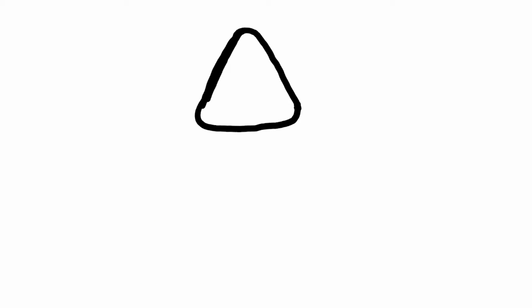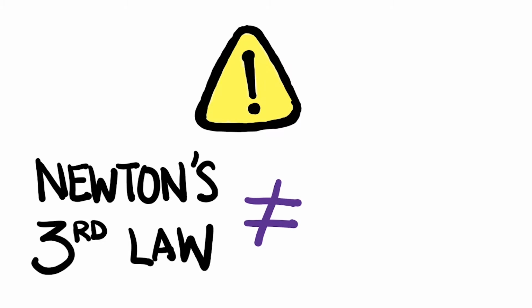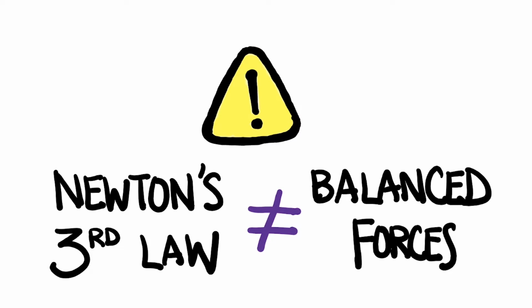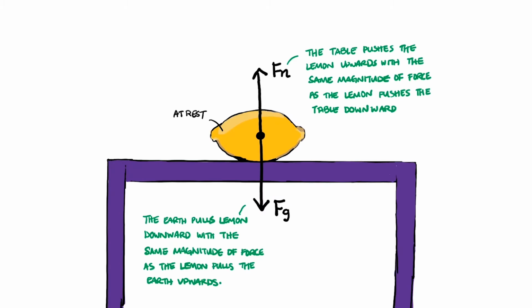Herein lies another common misconception of Newton's third law. We're not talking about balanced forces acting on an object, such as the gravitational force and the normal force on a resting object. No, we're talking about each force having its own reaction force. The gravitational force has its own action-reaction pair, and the normal force has its own action-reaction pair. And for each interaction between two objects, the action force involves the same two objects as the reaction force.